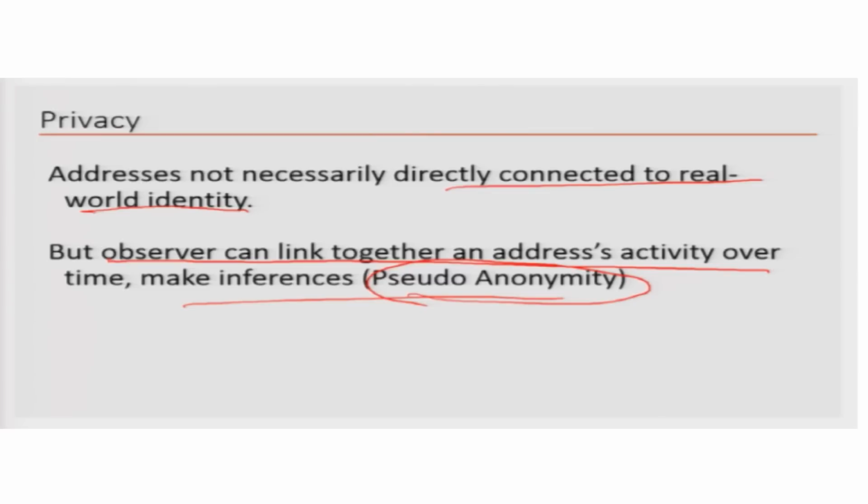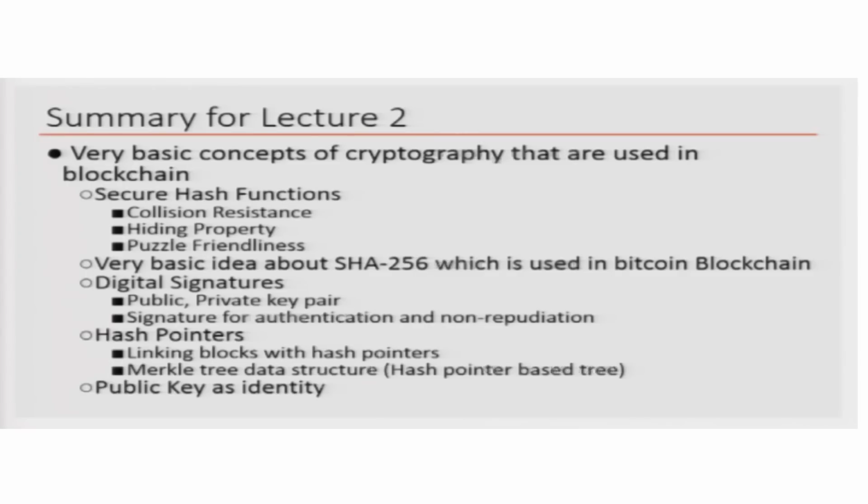Researchers have shown that you can actually do various kinds of data mining algorithms to see which of the addresses are probably being maintained and operated by the same entity and things like that. But even then, discovering the real identity will require external investigative work; that information cannot be found in the blockchain itself. So, summary of lecture 2 is that we covered very basic concepts of cryptography that are used in blockchain.